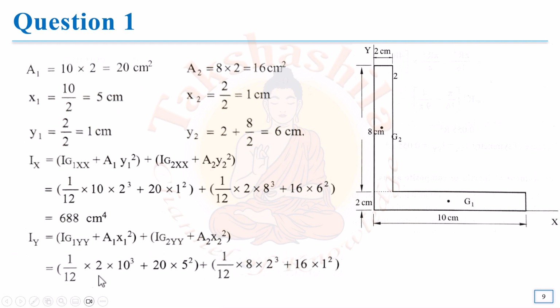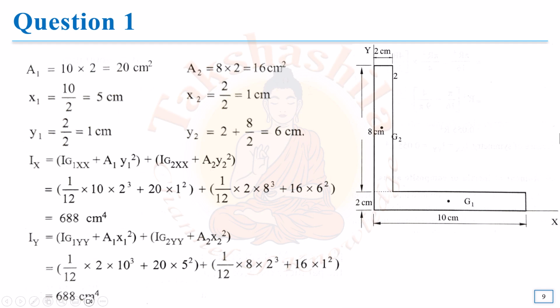When you substitute the values, b d cube by 12 plus A into h square, and b d cube by 12 plus A into h square. So after simplification, you can see that the final value is coming as 688 centimeter raised to 4 itself. So in this case, the moment of inertia about the x-axis and y-axis are the same, and it is coming as 688 centimeter raised to 4.